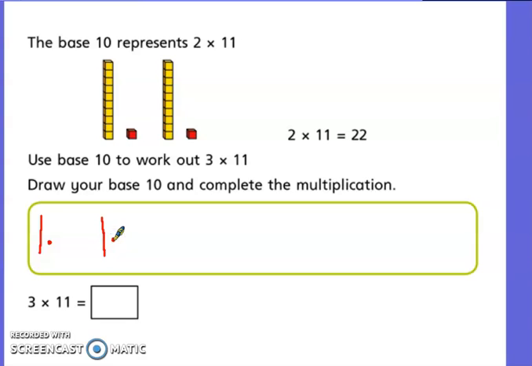2 lots of 11 is 22. Now let's draw the 3 lots of 11. Draw your 10 and your 1. And we can see we've got 3 times 11 equals 10, 20, 30, 31, 32, 33. 33. Oh yes, I remember the pattern now because both numbers are the same. I hope that makes sense. If it does, let's move on.